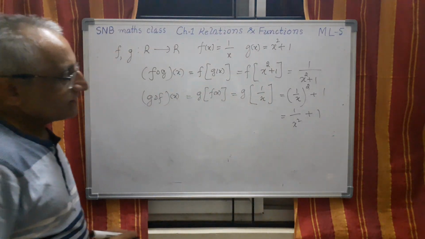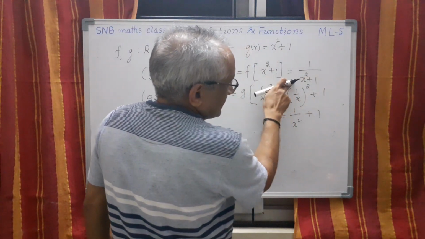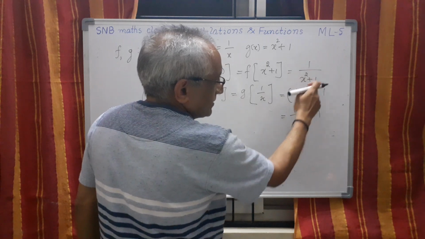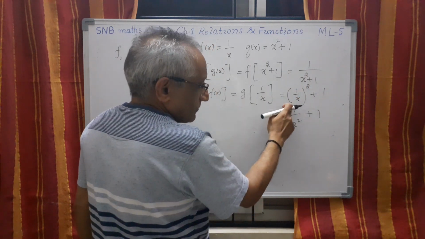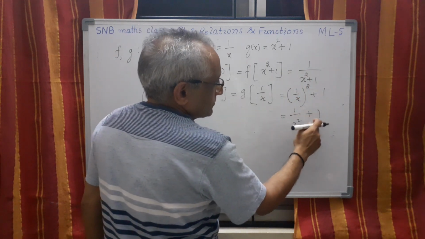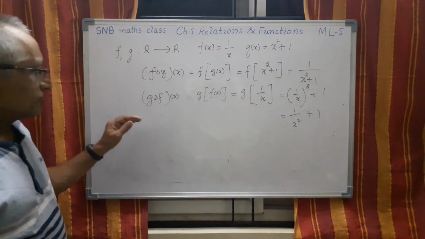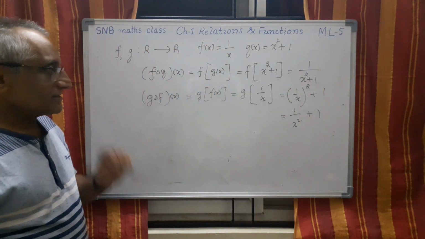So it is very clear. This is 1 by x square plus 1 with the whole thing in the denominator, whereas here it is 1 by x square, then plus 1. So they are not the same. Here also we can see that f of g and g of f are not the same.